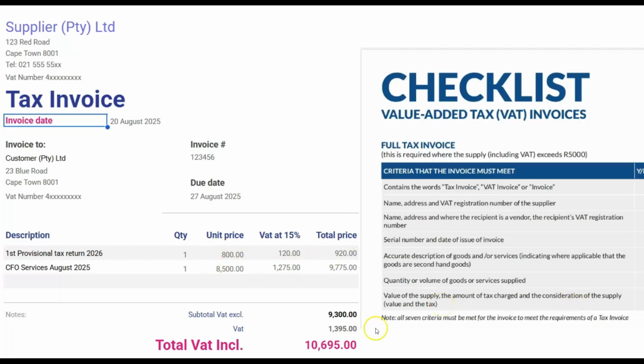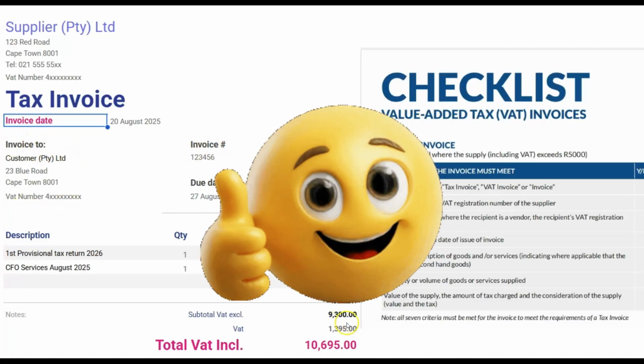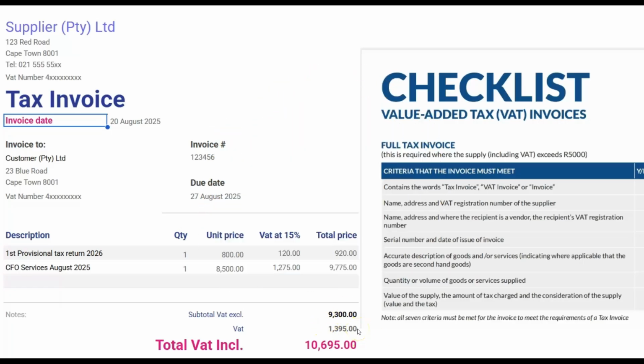There you see it. So note, all 7 criteria must be met for the invoice to meet the requirements of a tax invoice. In this case, all 7 requirements have been met, and this customer here would be able to claim this VAT input back from SARS.